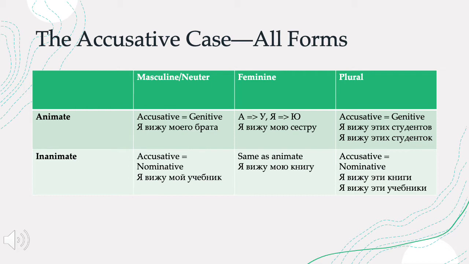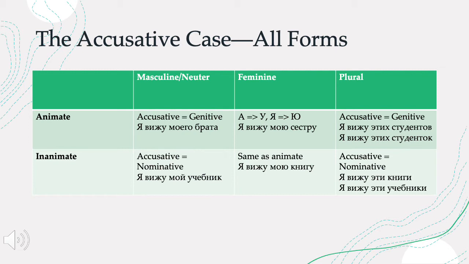In the masculine and neuter, the accusative for animate objects is the same as the genitive. So if you have an animate object that is masculine as your direct object, or that is in some way in the accusative case, you're going to give it genitive endings. For example, Я вижу моего брата. I see my brother. Brother is the direct object there, and it is also animate, and so we give it genitive endings. Я вижу моего брата.